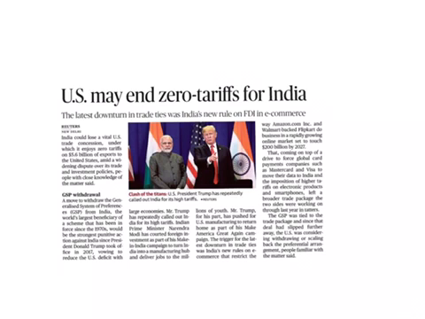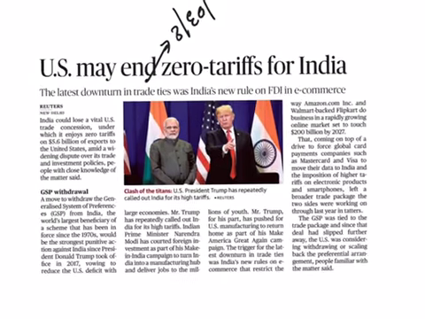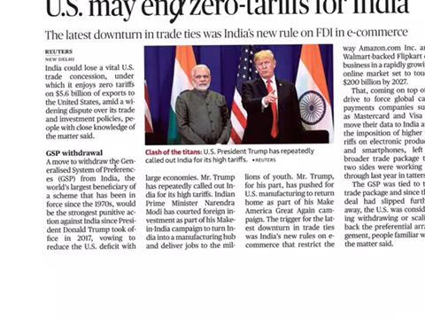The first article is, US may end zero tariffs for India. This article comes under GS paper 3 under the topic of economy, and the subtopic here is the effects of liberalization on economy, changes in the industrial policy and their effects on industrial growth. From this article, now we are going to see a concept known as the Generalized System of Preferences.